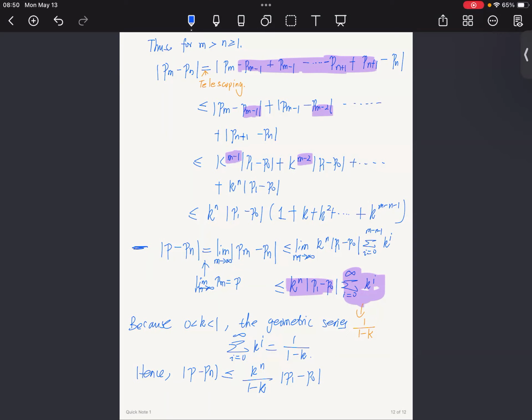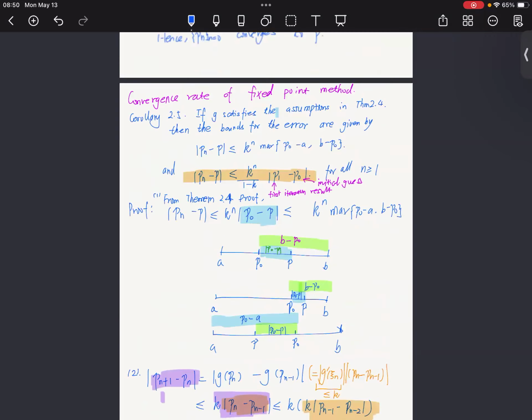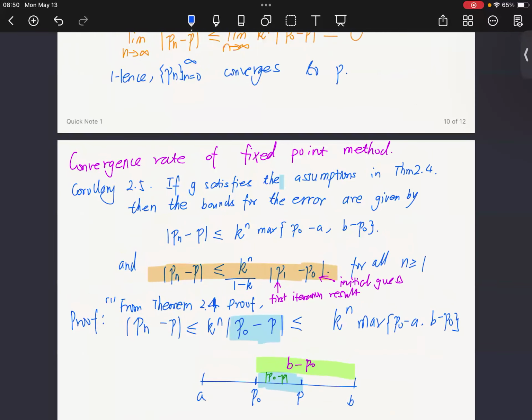Now you have the convergence results, two parts. The first part is just the k^n, where you are using the initial guess and the interval points, the left endpoint and the right endpoint. This is the first version of the convergence results, and there's another version. You are going to use the first iteration result here to bound your errors. This is the second part of the convergence result. Any questions so far?